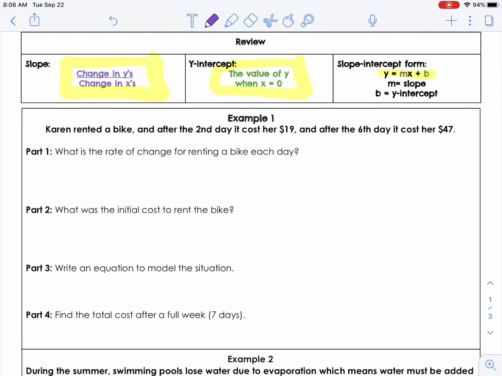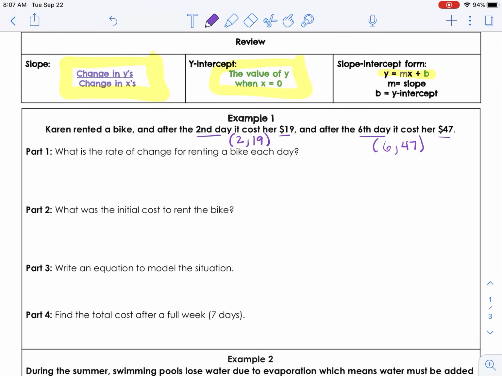It says Karen rented a bike, and after the second day it cost her $19. After the sixth day, it cost her $47. What is the rate of change for renting a bike each day? So I'm going to take this information and try to make 2 points. After the second day, it cost her $19, so that can be a coordinate right there. After the sixth day, it cost her $47, so there's another point. And then we just need to find the change in y over the change in x to find that rate of change or the slope.